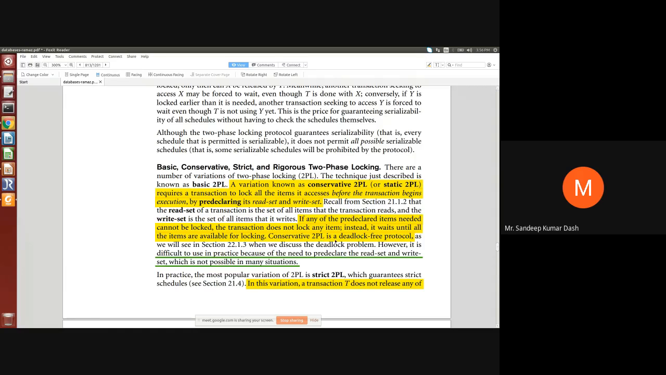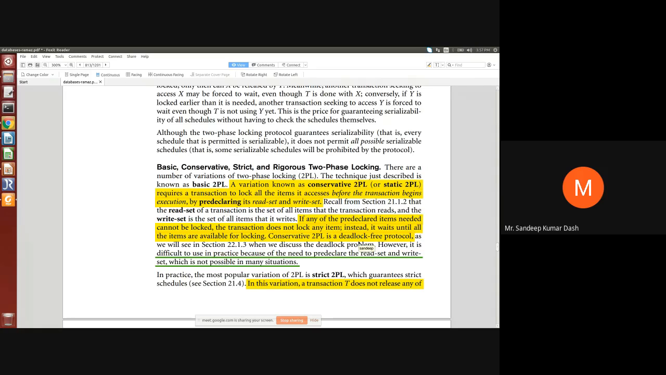So this is a deadlock free protocol. We will discuss later what deadlock free means, because there will be deadlock in some cases. When you apply some kind of locking, there will be deadlock, and you have to avoid that also. So conservative 2PL is always a deadlock free protocol, because every transaction acquires its locks initially. But this is not a realistic protocol. That means practically this is not in use.